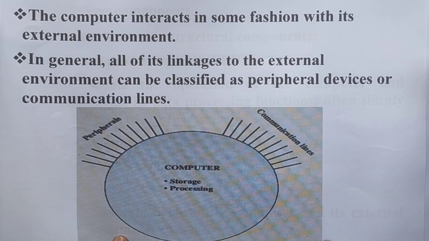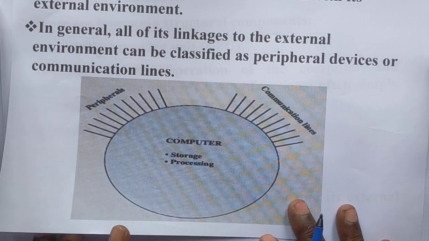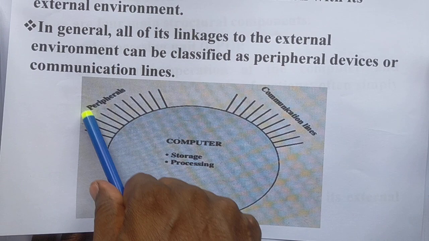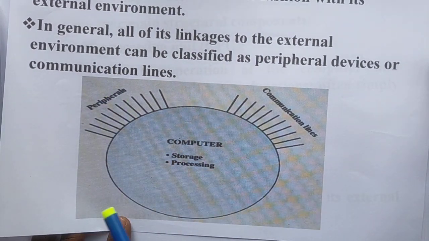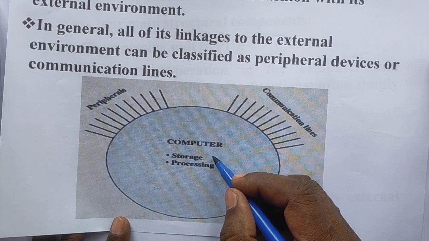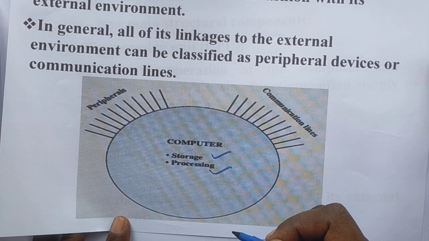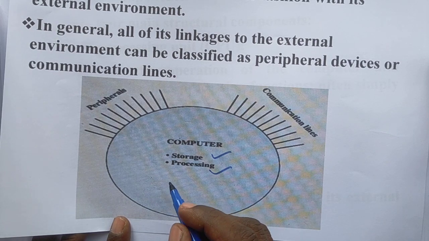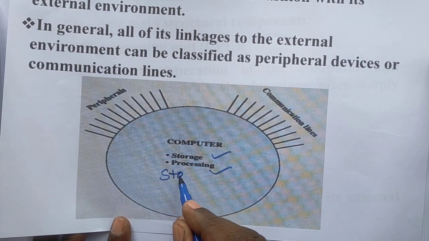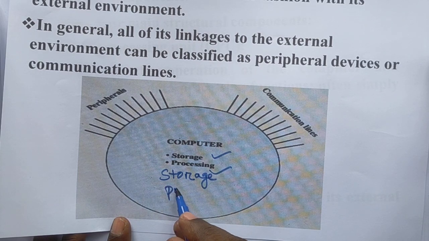So here the structure concept is very typical. Some peripheral devices, input output devices, are connected to this particular computer system. And in a computer system, all of you know that one is storage and another is a processing system. If we write it once again in big size, that is storage and processing.